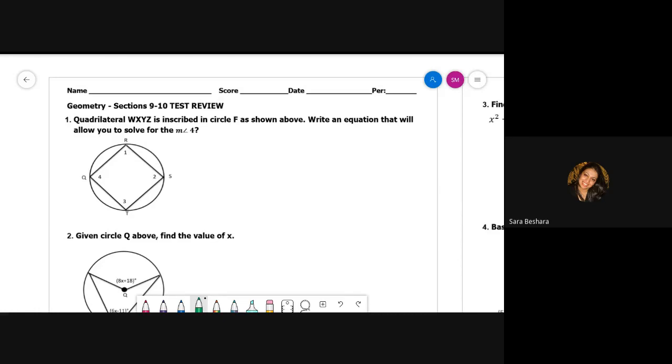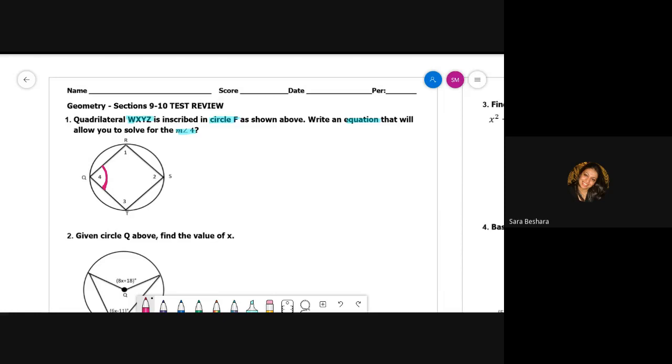All right, so question number 1, it says quadrilateral WXYZ is inscribed in circle F. Write an equation that will allow you to solve for the measure of angle 4. So let's take a look here.